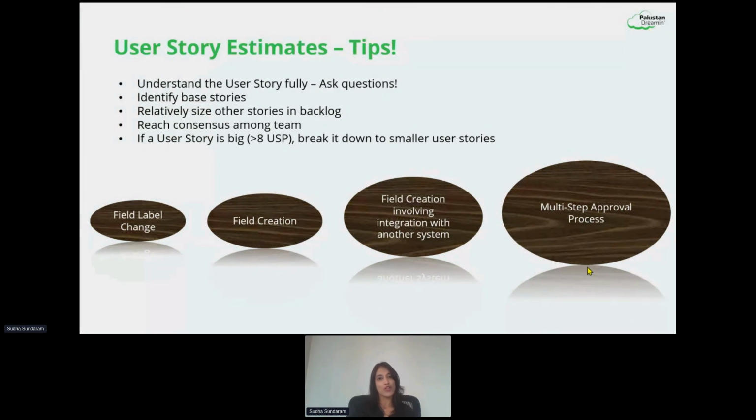Also, remember to relatively size your other stories in the backlog to your identified base story. That's one of the primary things that we're going to do while you're estimating the user stories, right? And like I said, don't go with the lower, don't go with the higher, do not average it. Always hear perspectives and reach consensus among the team. And the final tip here is, if your user story becomes big, if you feel like it's greater than 8 story points, you may really want to break it down into smaller user stories.